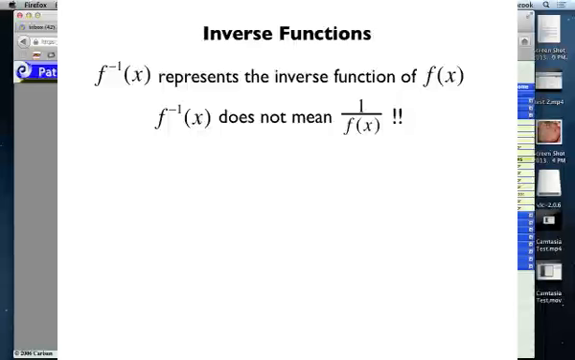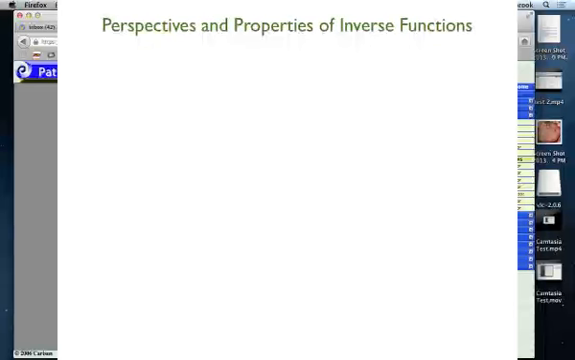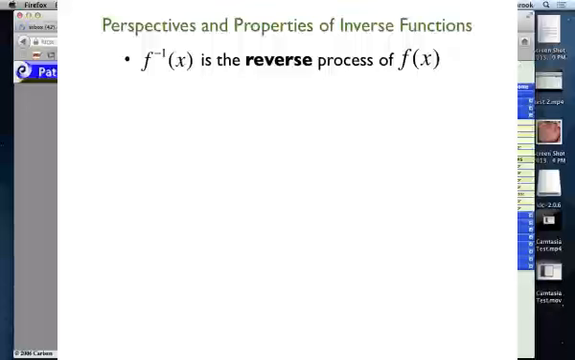Any questions about the beam? That's kind of perspectives and properties again from Friday. There's two main perspectives about the inverse of a function. One of them is that the inverse is the reverse process of the original function.